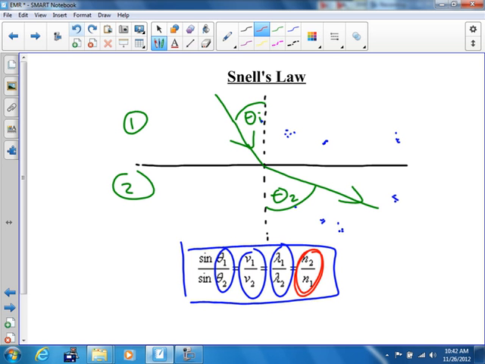Why would it be the inverse of that, by the way? Why would it be the inverse? Why would, say, v1 over v2 equal n2 over n1?